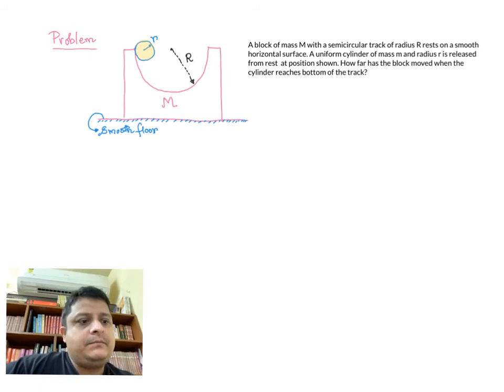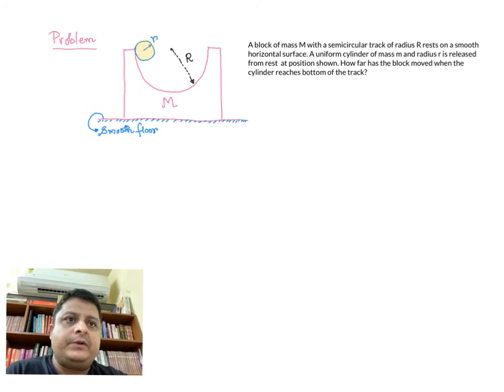So one more problem. A block of mass capital M with a semicircular track of radius r, as shown in the figure, rests on a smooth horizontal surface. A uniform cylinder of mass small m and radius r is released from the position shown in the figure. How far has the block moved when the cylinder reaches the bottom of the track?